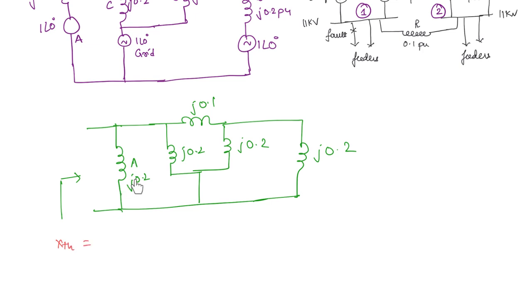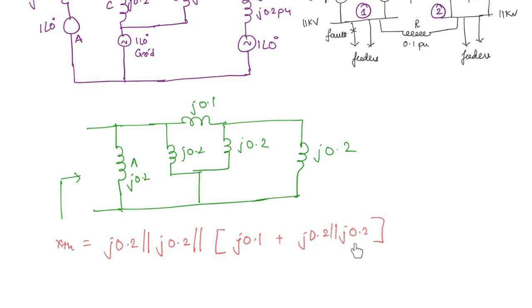First you can see j0.2 and j0.2, these two are parallel to this entire combination, right? So here again these two are parallel, j0.2, j0.2, and this parallel combination is in series with this. Okay. So what are you going to get? j0.2 parallel to j0.2 parallel to a combination of j0.1 plus j0.2 parallel to j0.2. Okay. So now this will be j0.1. So 0.1 plus 0.1 you are going to get j0.2. So totally you are going to get 3 reactances, each of reactance 0.2.